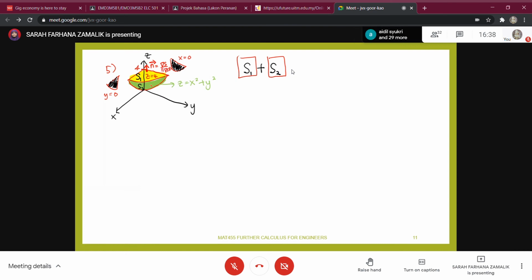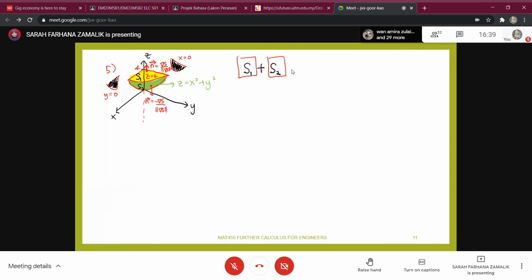S2? Negatif. Yes, negatif. Sebab dia pointing negative Z. So surface kita ni menghadap negative Z. So yes, unit normal dia pun negative gradient S divide by magnitude dia. Boleh faham dah sekarang? So look at the surface tu macam mana dia menghadap mana. So ada dua surface kena kira kat sini. So panjanglah sikit jalan kira dia.